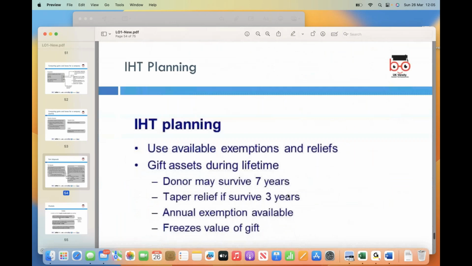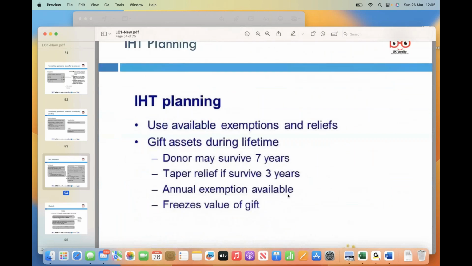Inheritance tax planning uses available exemptions and reliefs, gift assets during lifetime. The donor may survive 7 years, taper relief if they survive 3 years, annual exemptions available, freeze value of gift.